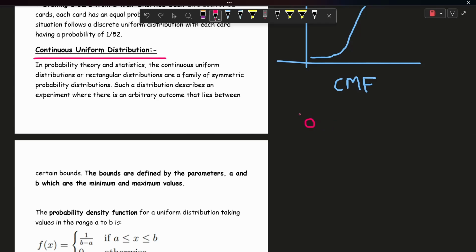For example, here selecting a number between 1 to 10, we have numerous numbers in between 0 to 10, like 0.1, 0.2. We have many numbers. So that is a continuous random variable. For continuous random variables, we use this continuous uniform distribution. It is also called the rectangular distribution. It's a family of symmetric probability distributions.